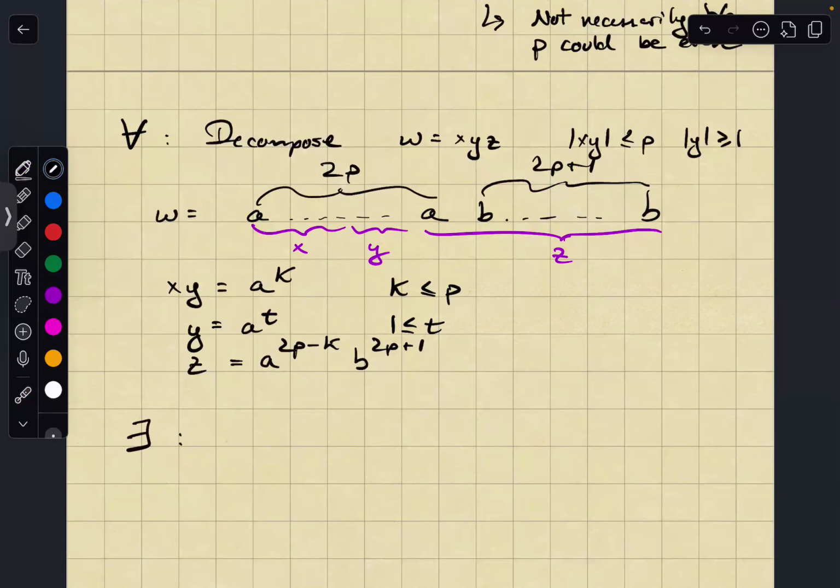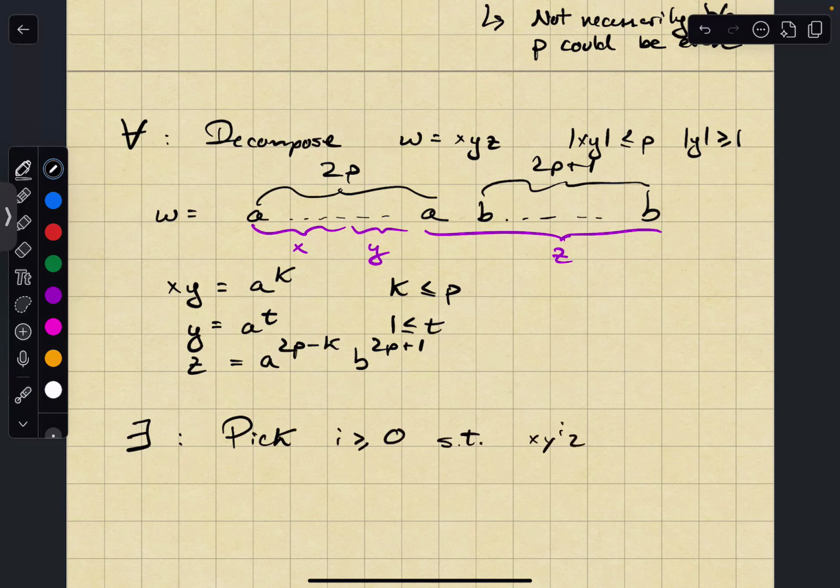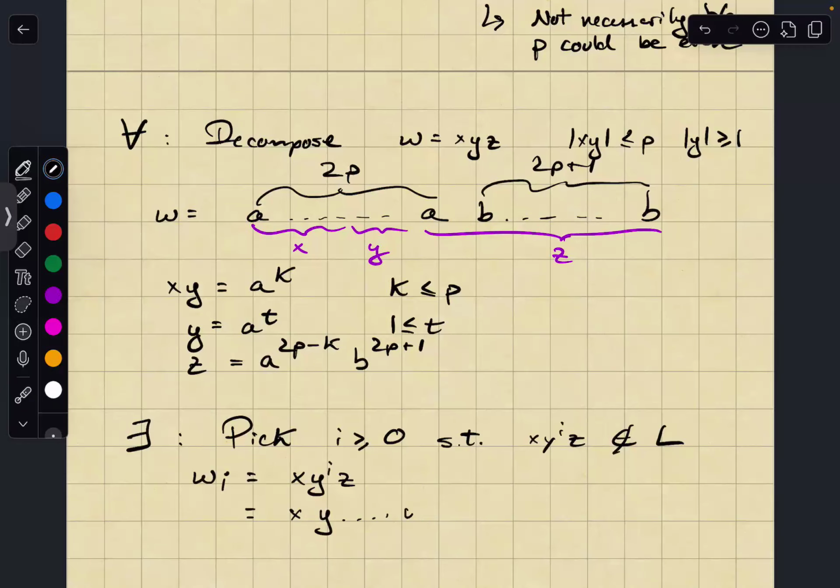Because now when it's my turn, I need to pick an i, which is greater or equal to 0, such that x, y^i, z is not in L, right? Well, what is x, y^i, z? So if I call x, y^i, z, w_i, then w_i is x, y^i, z. So y power i, that's just repeating y i number of times. Then I have z, right?